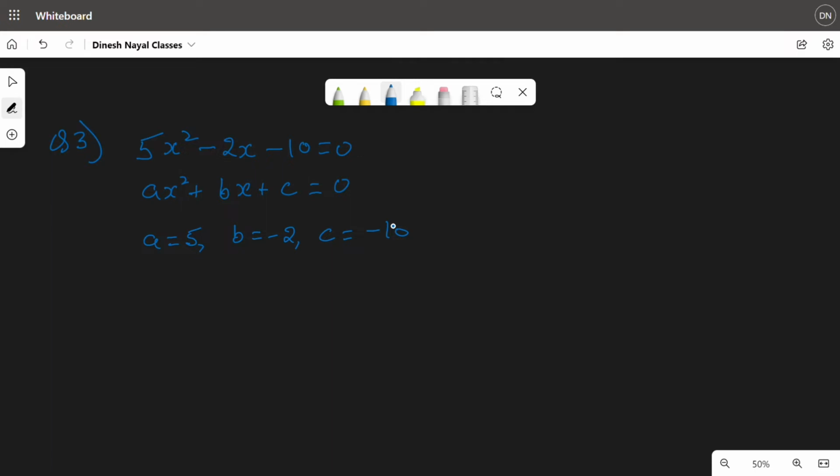Now finding the discriminant D, which is equal to b square minus 4ac. So this will be minus 2 whole square minus 4, a is 5, c is minus 10. So this is equals 4, minus minus will become plus, 4 5s are 20, and this will be 200. So our discriminant is 204, which is greater than 0. Hence it has real and distinct roots, which we have to find by using the quadratic equation formula.